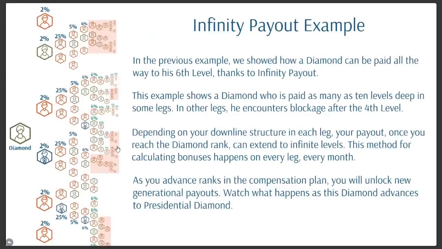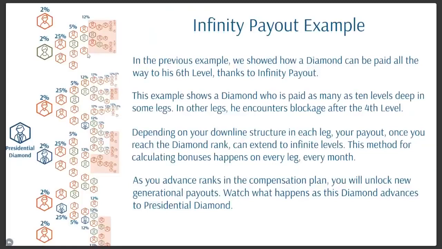So watch what happens when this diamond actually advances to presidential diamond. So let's switch them out, make them presidential diamond. What's going to happen to all these 6 percentages? You said they're going to 12. You've been paying great attention. Awesome job. So all those 6s are going to turn to 12s.